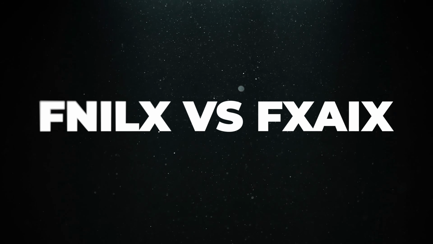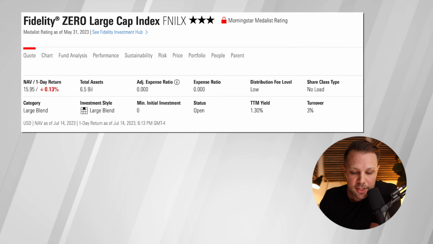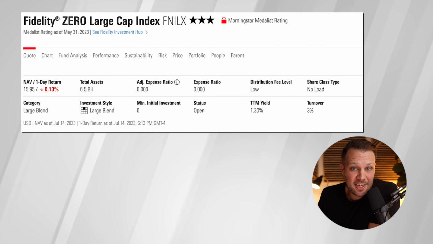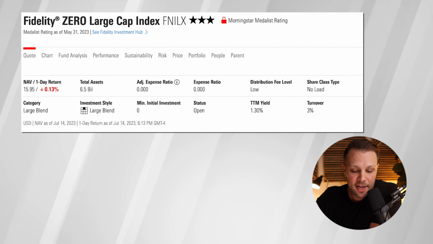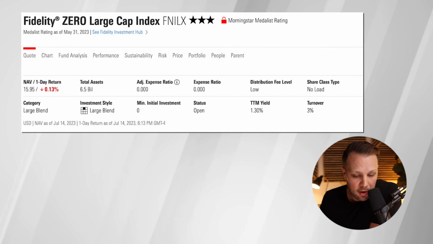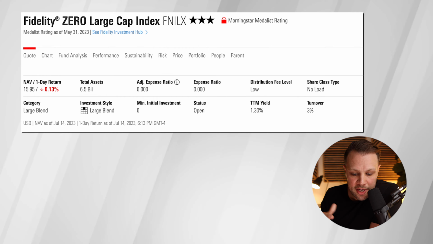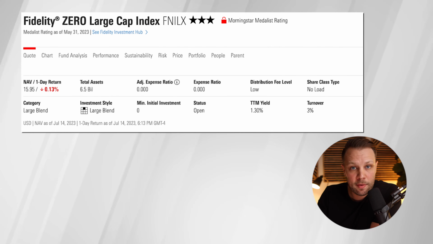So the first battle is FNILX versus FXAIX, and this is Fidelity's large cap zero fund and is arguably the closest to its most comparable index fund of the S&P 500. So FXAIX is Fidelity's S&P 500 index fund. So first, let's dive into each one of these. So let's look at FNILX first. So as you can see here, FNILX has about $6.5 billion in assets. It's a large blend fund, and its yield is 1.30%. And it also has a turnover ratio of 3%.